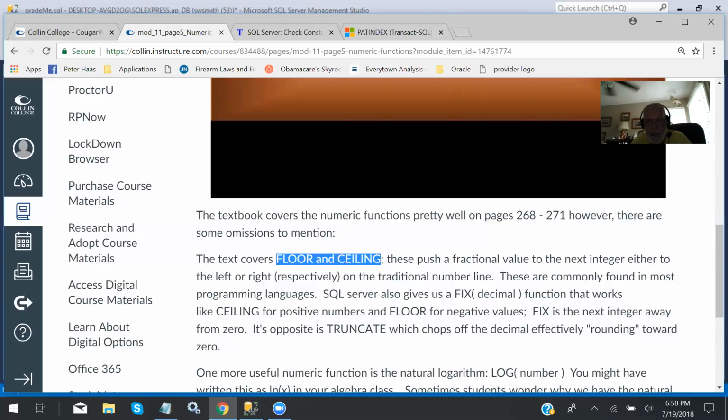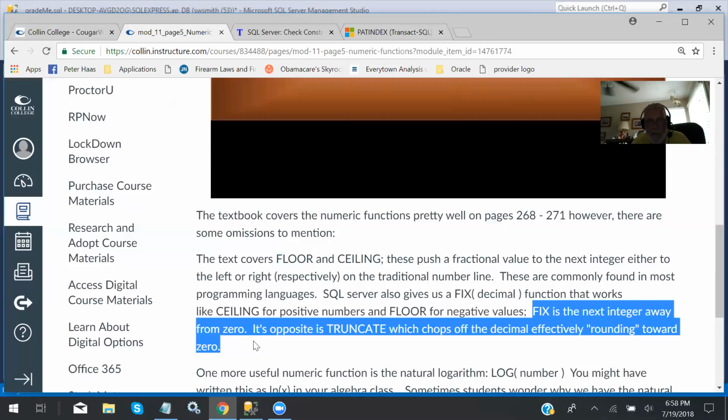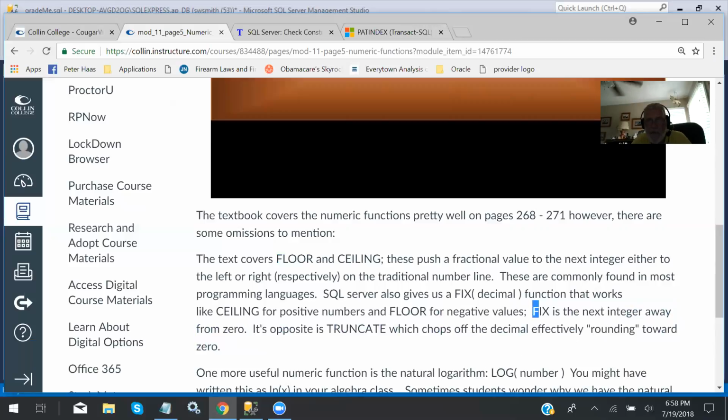There is a fix, and it's kind of like floor, but it always goes away from 0. So if I fix 3.1, it would fix upwards to 4. If I fix negative 3.1, that would fix away from 0 to negative 4. Same as ceiling? It's like the ceiling, except ceiling always goes to the right. Oh. Fix always goes away from 0.